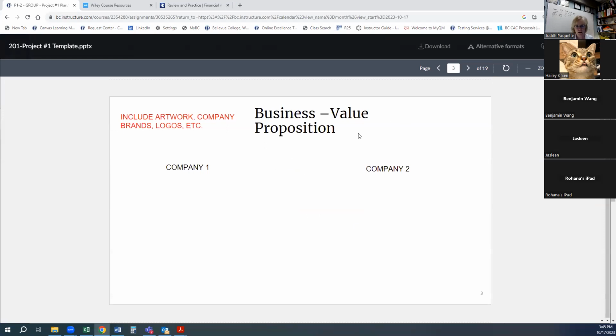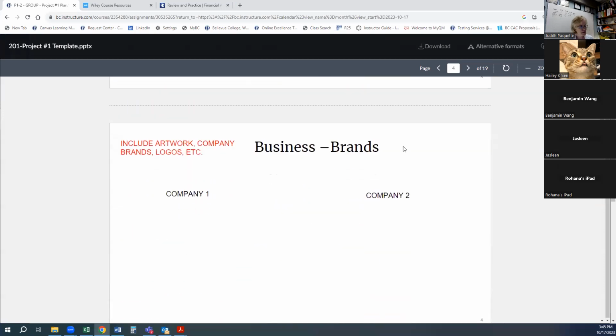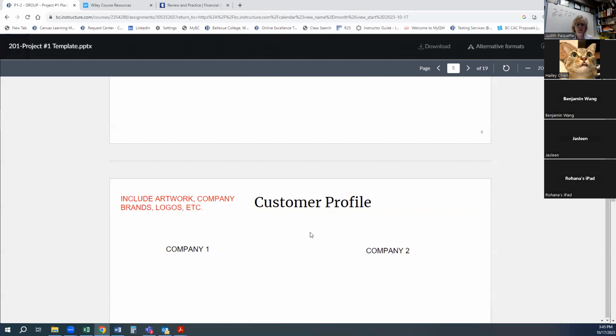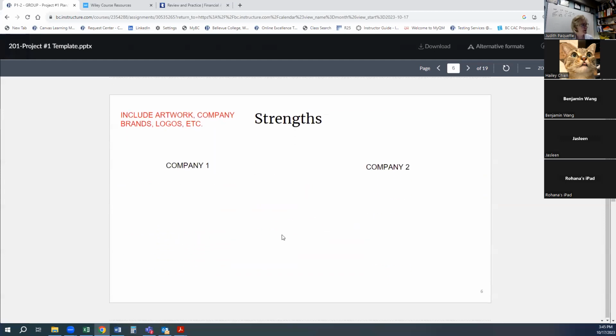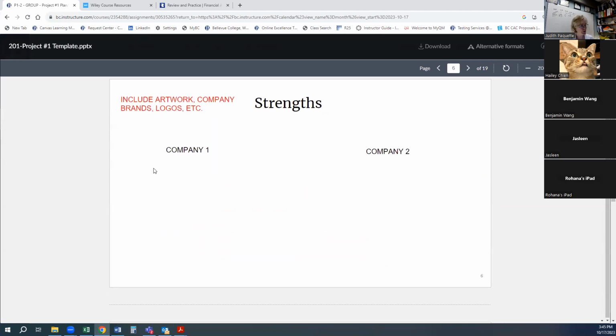So what is the value proposition of your business? What are their brands? And we're staying away from financials here. What's the customer? What kind of customers does each business have? Are they high-end customers? Are they middle class? Is it a business? Is it government? And you're comparing the two companies, let's say Starbucks and McDonald's, right?